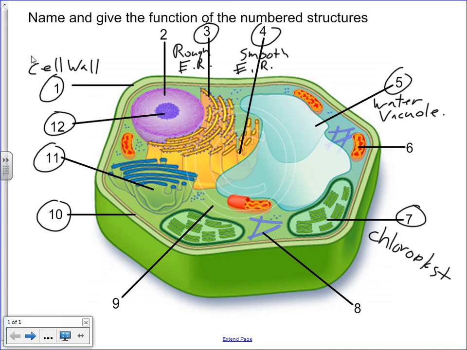All right, number 7 is the chloroplast. It carries out photosynthesis, makes food for the cell using photosynthesis. Photosynthesis has to be in there as a function of the chloroplast.